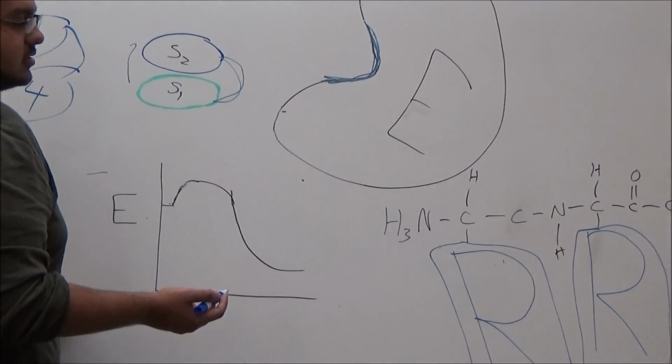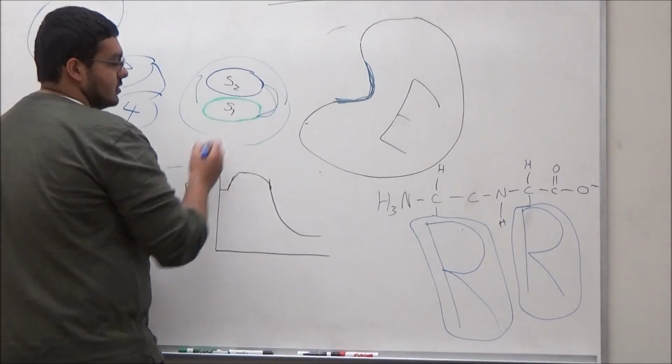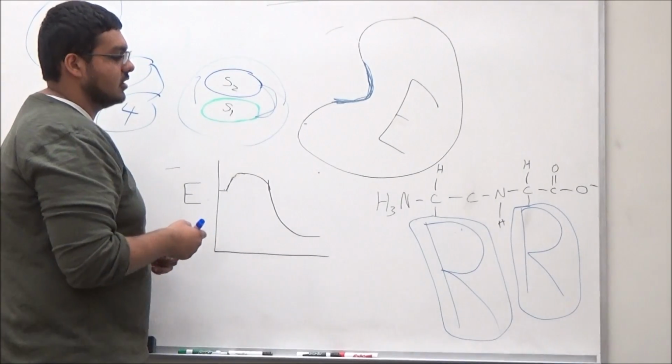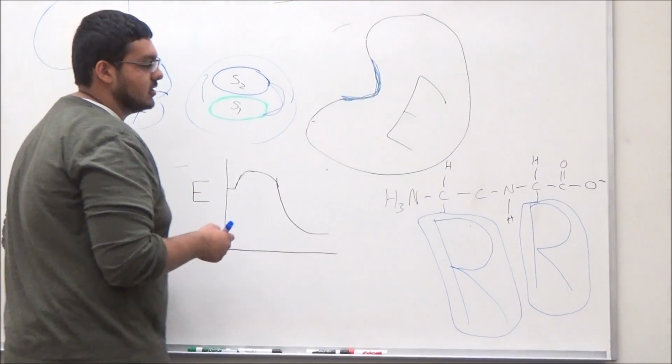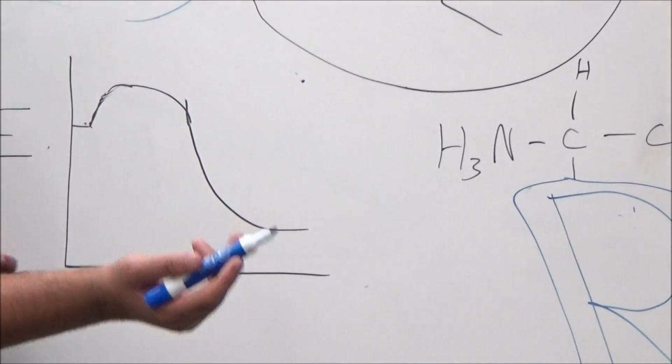What would happen to the enzyme? Would the enzyme still catalyze this reaction? That's a question I want you guys to answer, and I want you to tell me why. Why would the enzyme be able to catalyze the reaction, or why would it not be able to catalyze the reaction?